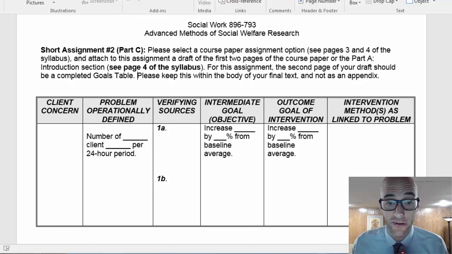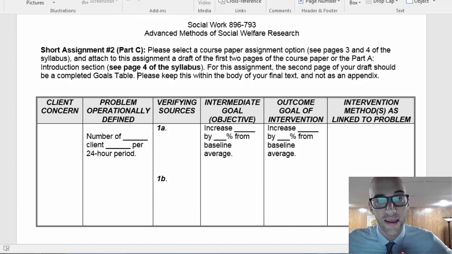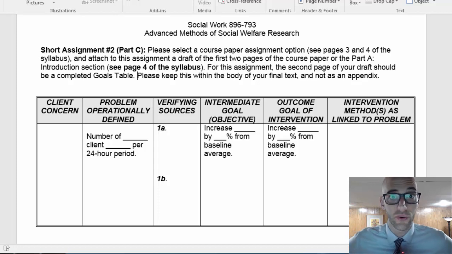You could put something like increasing number of minutes of exercise per day from the baseline by 50%, increasing to the outcome, which could be increasing exercise by 75% from the baseline average, and your intervention could be something like joining a gym or something simple like that. Again, you're not going to be graded based on the quality of your intervention, but more about your ability to apply these measurement concepts to your own paper.